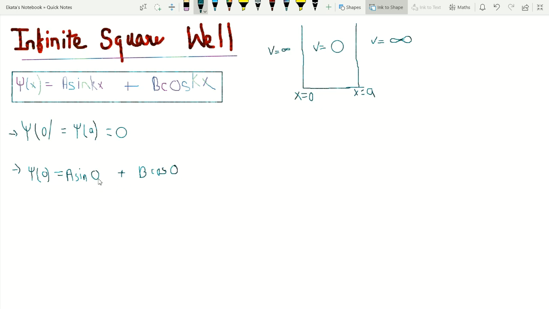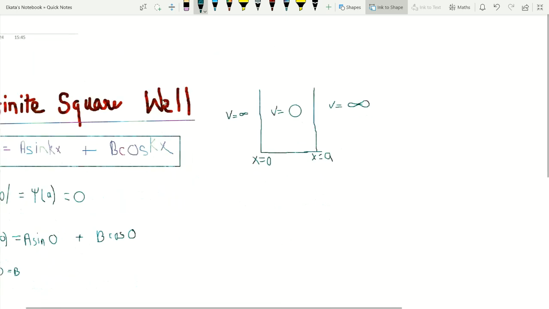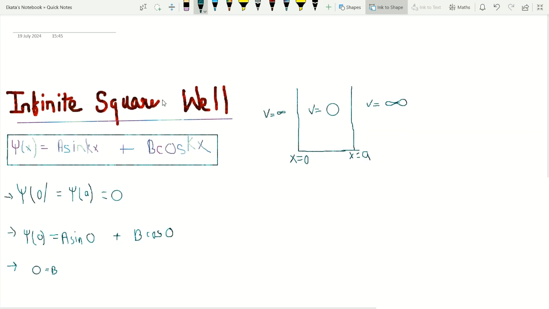So sine 0 is equal to 0, which means this first quantity, a sine 0, becomes 0, but cos 0 is equal to 1. So what we get is that if psi(0) is equal to 0, then 0 is equal to b. It means b has to be 0. Now in the equation in this box, we put the value of b as 0, and what we are left with is our new equation.